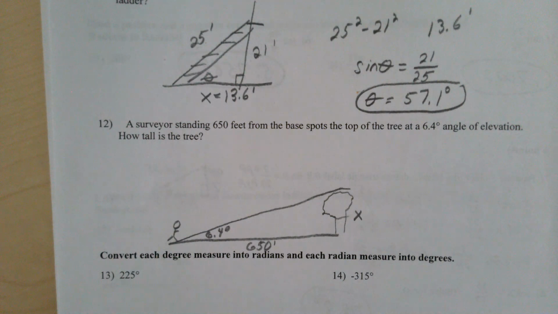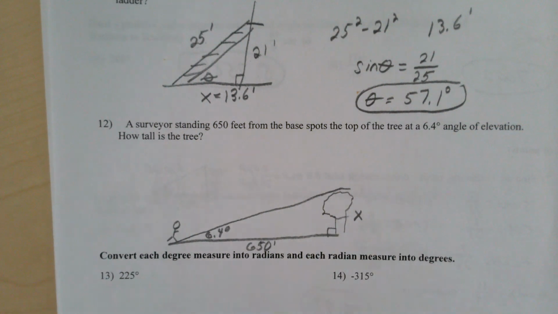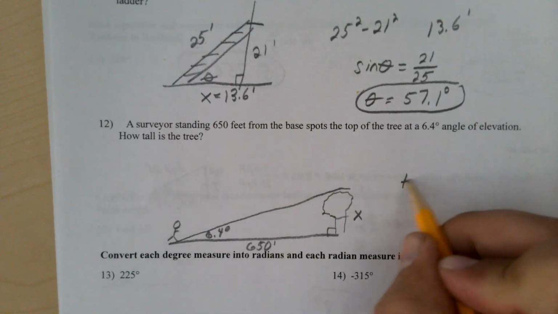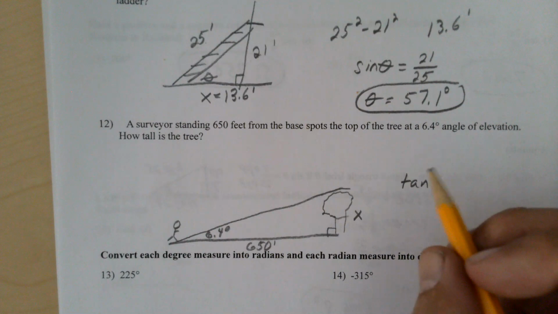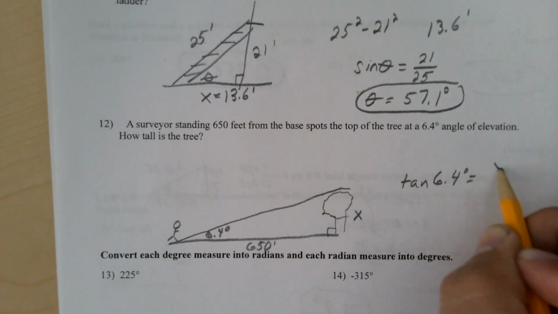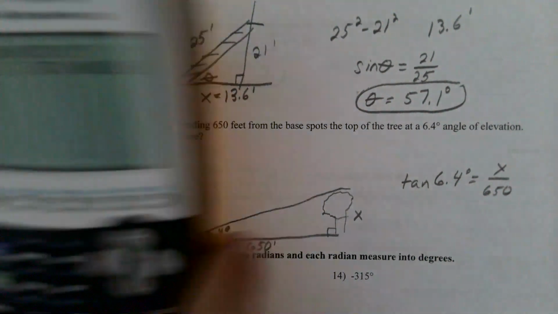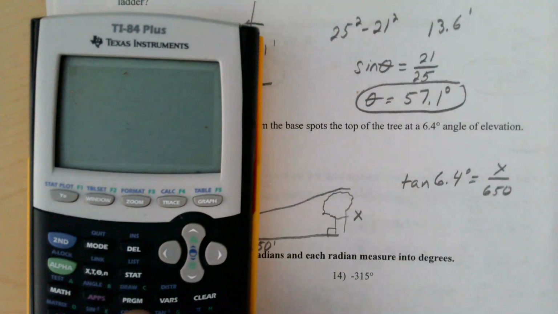Okay. Hopefully you realize in this case, I'm trying to find the opposite side of my right triangle. So here's where the 90-degree angle would be. And I know the adjacent. So opposite adjacent is the tan. So we do the tan of 6.4 degrees, and it's x over 650. Well, that should be really easy to solve. We ask the calculator to tell us what the tan of 6.4 is.